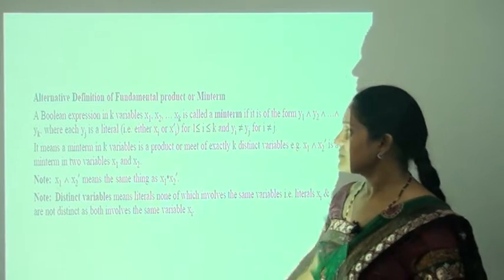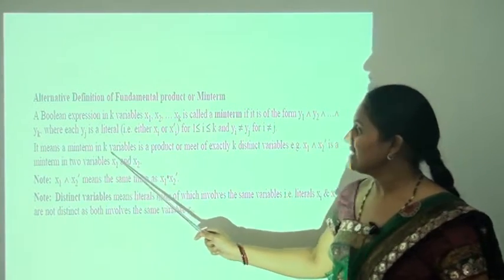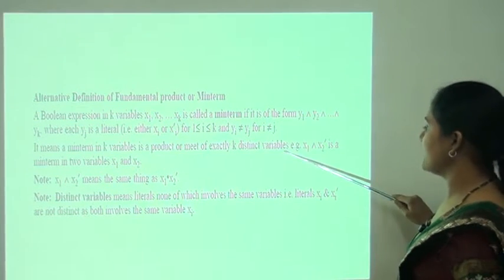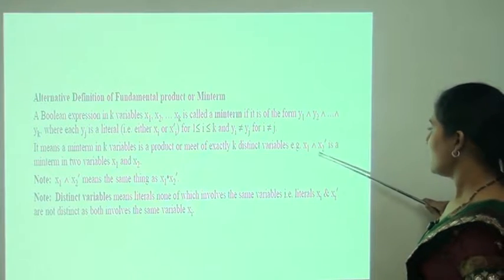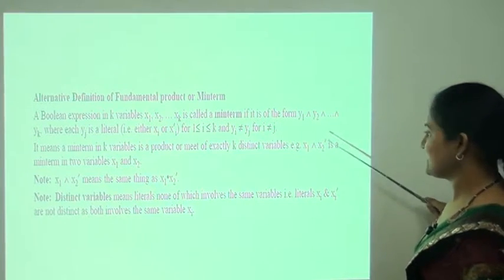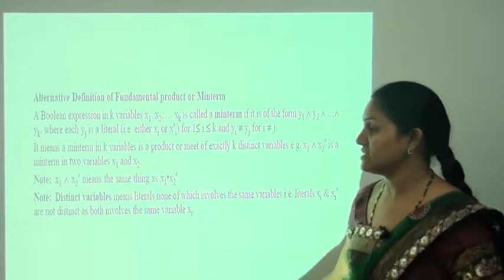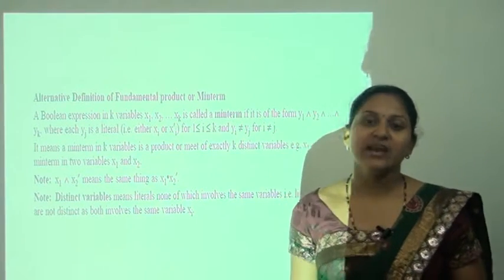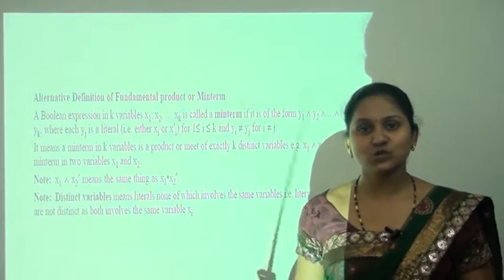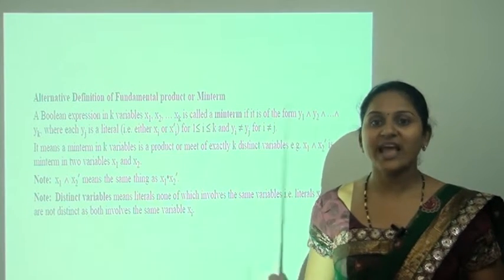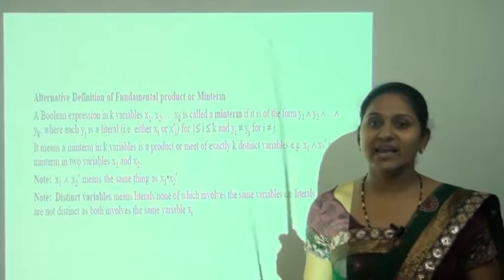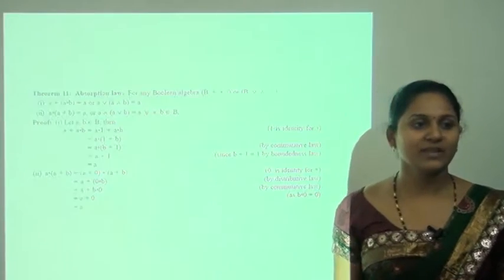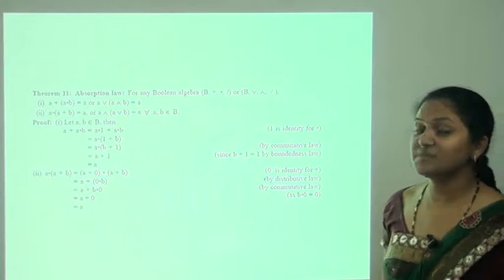This means a min term in k variables is a product or meet of exactly k distinct elements. x1 meet x2 dash is a min term in two variables. Means for a value x1 and x2 dash, these two are literals. So in an expression, we will write either one of them, not both. Okay. Next, this is the absorption law.